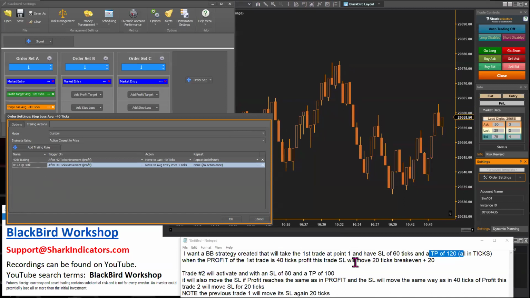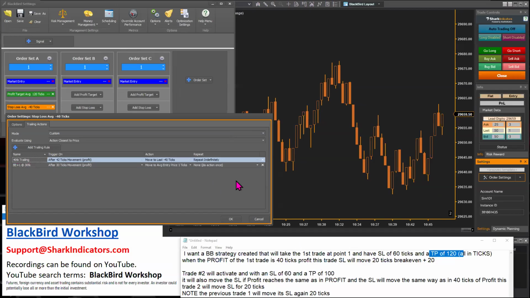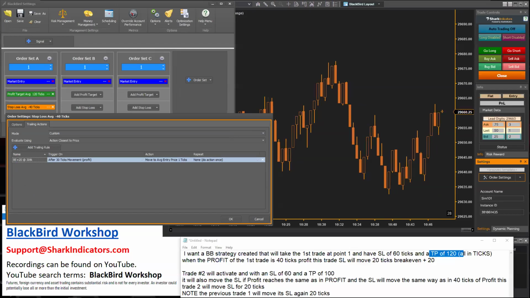All right. So this doesn't actually have standard kind of tick by tick trailing there. So I'm actually going to delete this 40 tick trailing, get that out of there, and just keep the break even here. So let's see, this is going to be a break even plus 20. Yeah, there we go. 40 ticks of profit there.